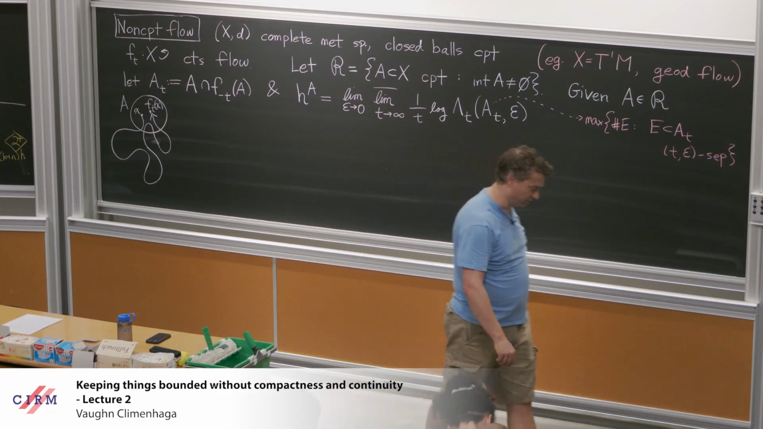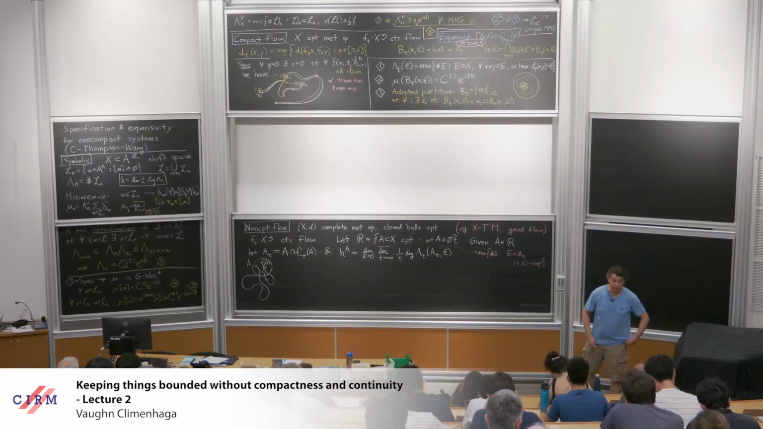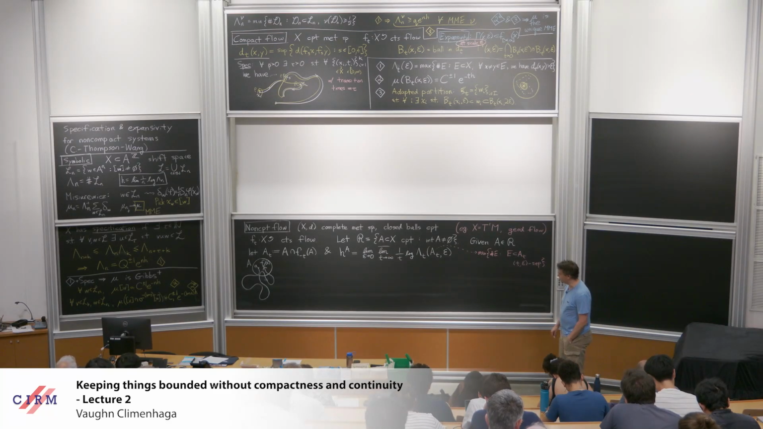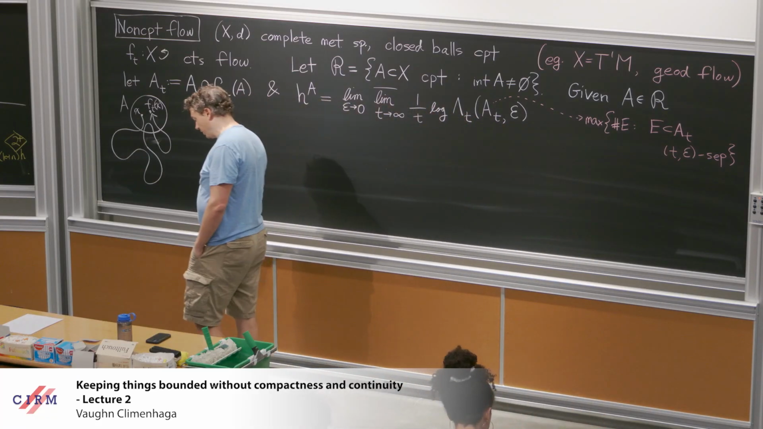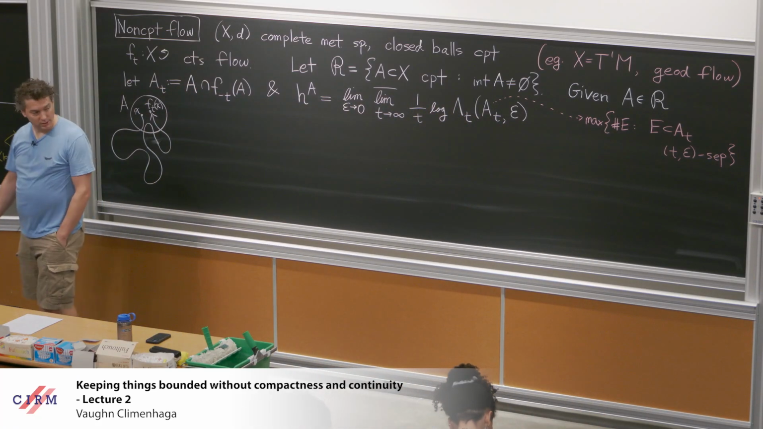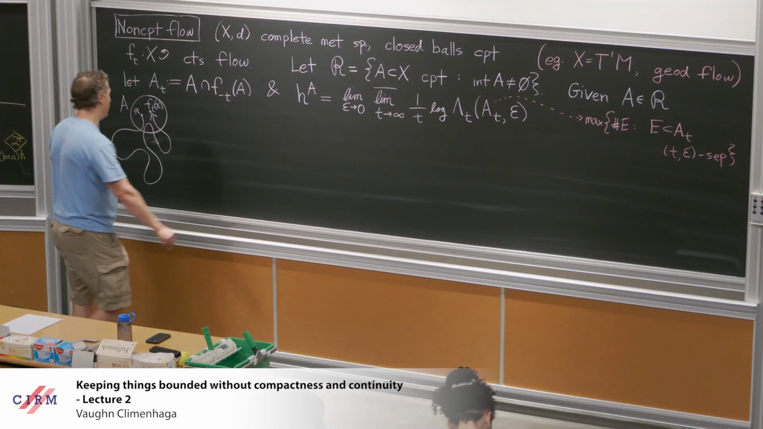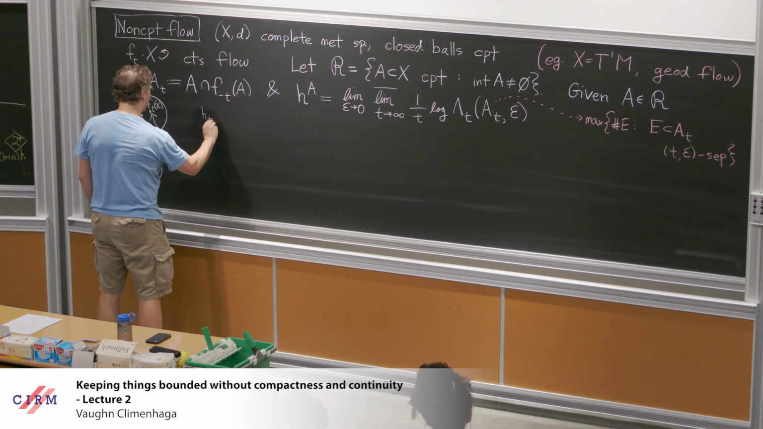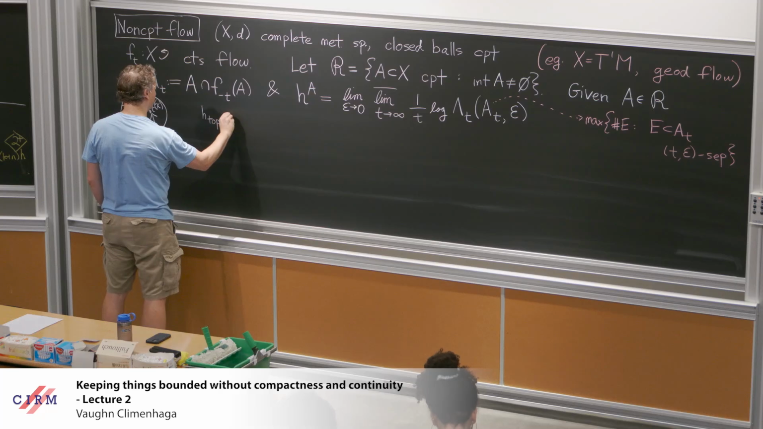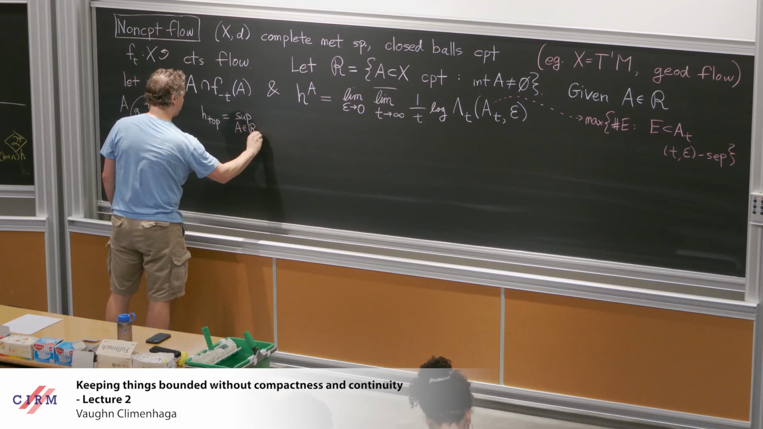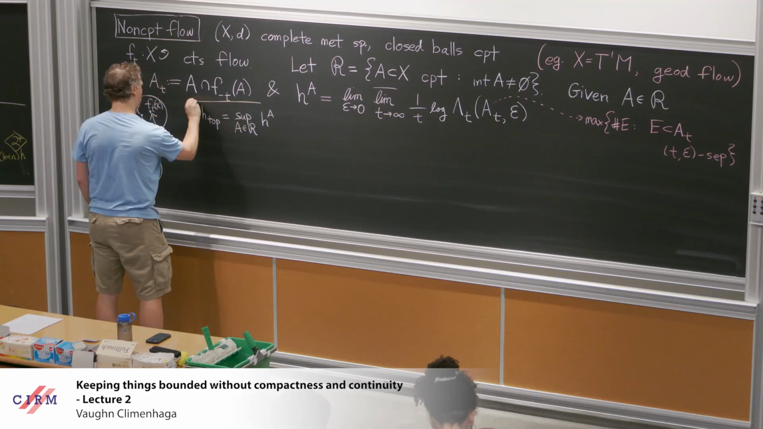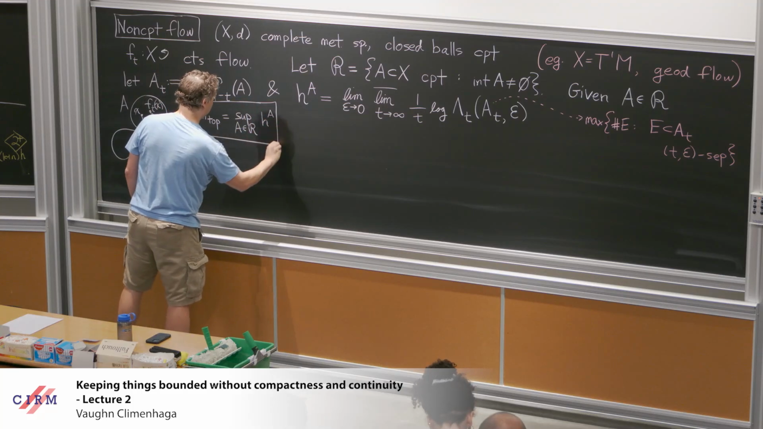Omri refers to the analogous thing in the symbolic setting as the Gurevich entropy. In our paper, we refer to this as the Gurevich-Sarig entropy, and there is a corresponding notion of pressure, which I will not discuss. And then the topological entropy of the whole flow is simply the supremum over all reference sets of this quantity.